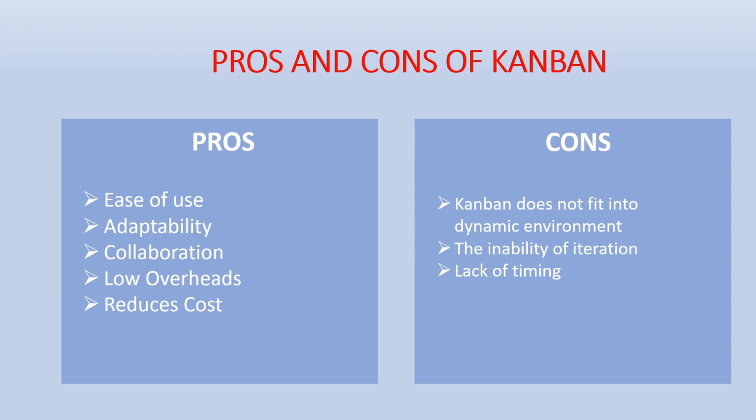Let's see the pros and cons of Kanban. So, pros are ease of use, adaptability. It is very adaptable as we can take the change at any time. Collaboration, low overheads, reduced cost. Reduced cost means that in the Scrum, we have fixed meetings and the team has to be present at that time. And if time is spent on all these meetings, then our money is also spent. So in the Kanban, we can have our meetings according to our project. That's why the cost is reduced.